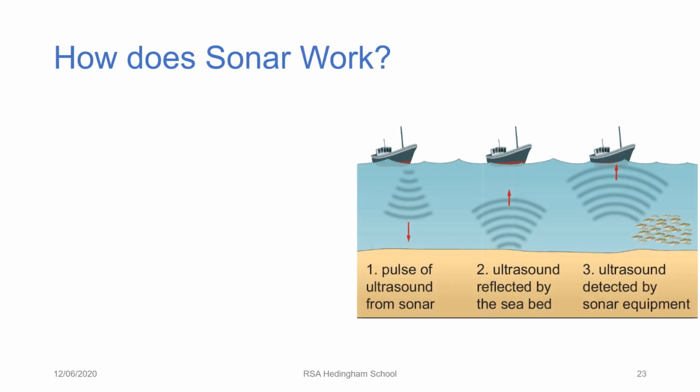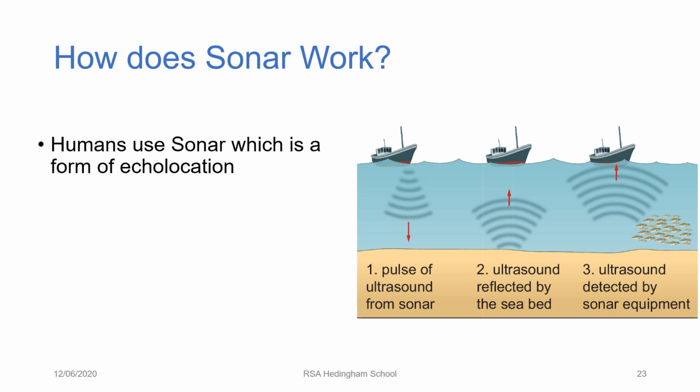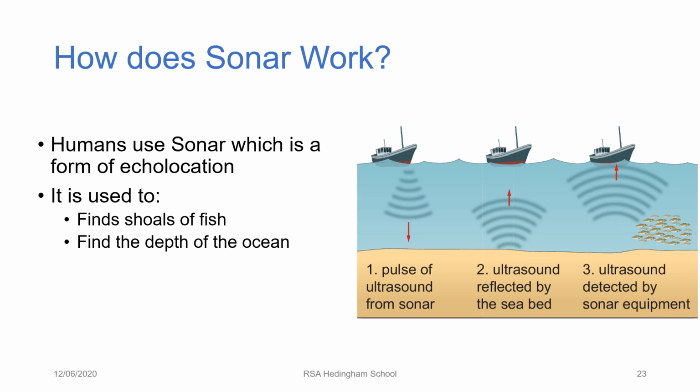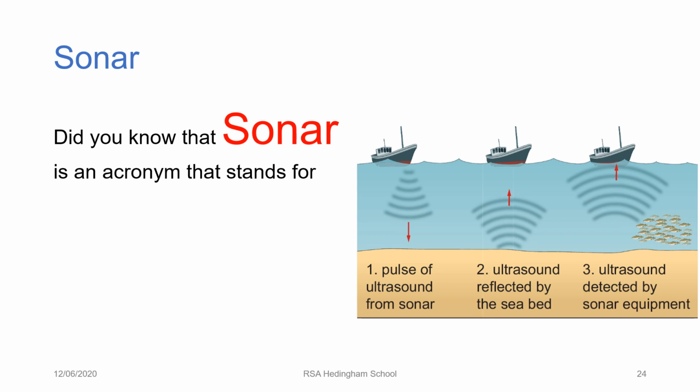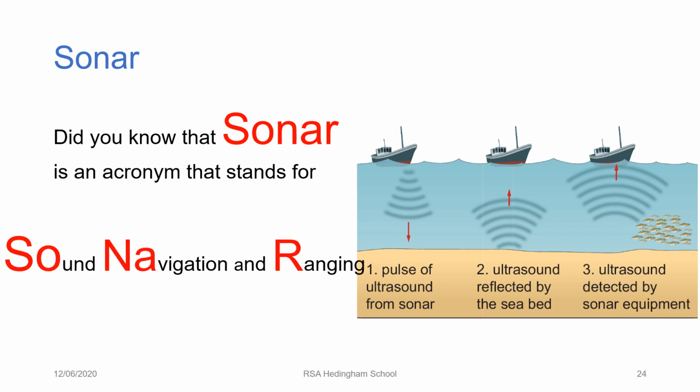Sonar works in a very similar way to bats echolocating, and humans use sonar for three purposes really: for finding shoals of fish if it's a fishing vessel, for finding the depth of the ocean, and if this is shallow, it's important to stop the ship running aground, and in a military use to find submarines. The word sonar is actually an acronym, and it stands for Sound Navigation and Ranging.